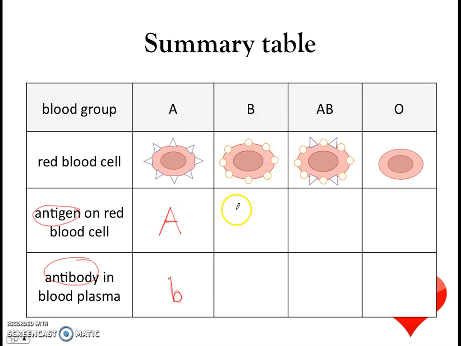So blood group B, the red blood cell has antigen B. So the antibodies in the blood plasma is only antibody small a. Okay, there is no antibody B. If there was antibody small b, this antibody will attack my own red blood cells.